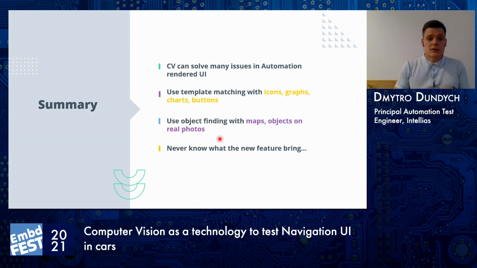As a summary, you can use template matching for icons, charts, buttons. It's good with that. It's 90% of test cases. And to find an object on the map, on real photos, you can use object finding. You never know what a new feature brings. So sometimes you can go with the template, you can go with markup finding, with XPath, with CSS selectors, but sometimes you need some unique solution.